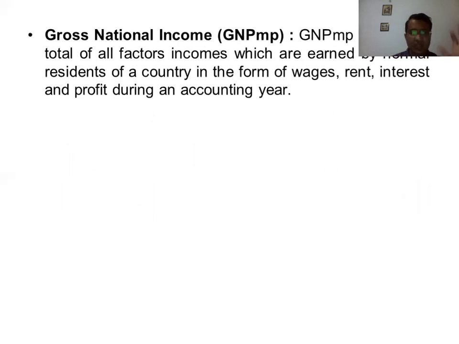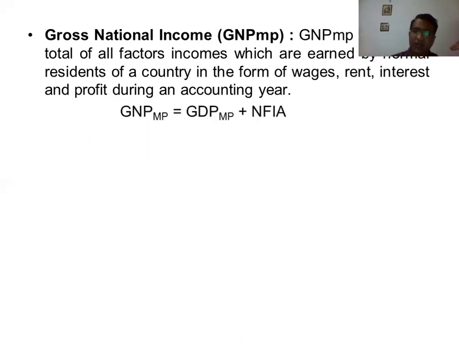Now the gross national income, or gross national product at market price. It is the total of all factor income earned by normal residents of a country during an accounting year in the form of wages, rent, interest, and profit. That is called gross national product. Here, one more important thing: final goods are there, but it is related to the normal residents of a country, not to the domestic territory of a country, during an accounting year in the form of wages, rent, interest, and profit.